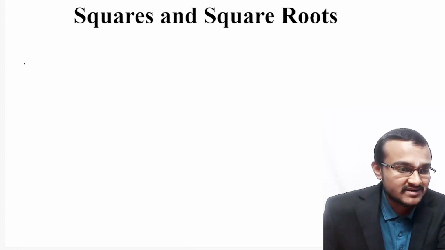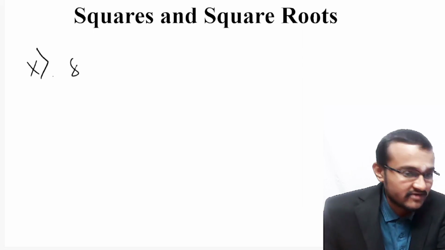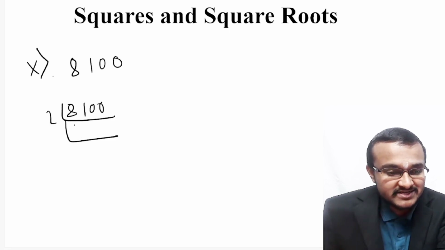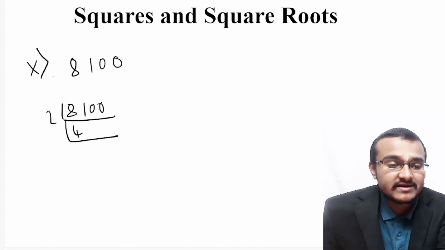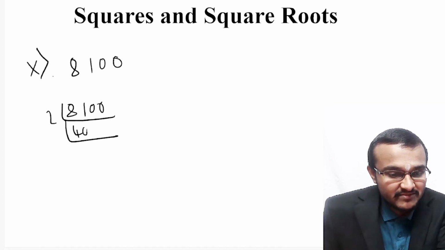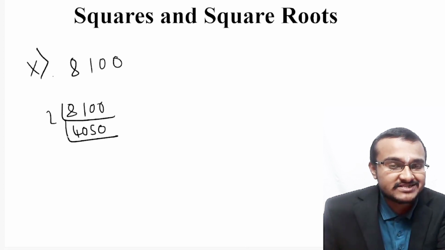So let me solve the 10th question in this particular 4th question. In the 10th question you have 8100. If you go on performing prime factorization for 8100, let us take 2. So 4 2s are 8. 1 is there, so here 10 will be coming, 50. So 4050 is the number which you get when you divide this 8100 by 2.